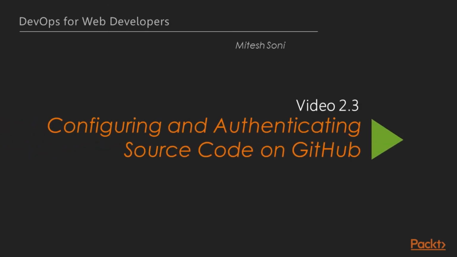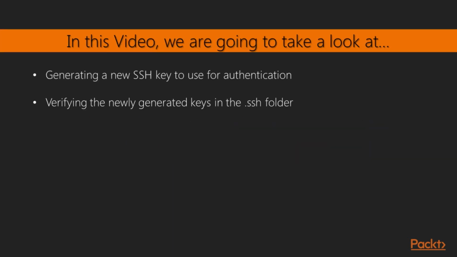Welcome to the next video of Section 2, Configuring and Authenticating Source Code on GitHub. In the previous video, we have learned how to configure Java and Maven in Jenkins to build a job for a Java application with Maven. In this video, we will see how to configure and authenticate source code on GitHub.